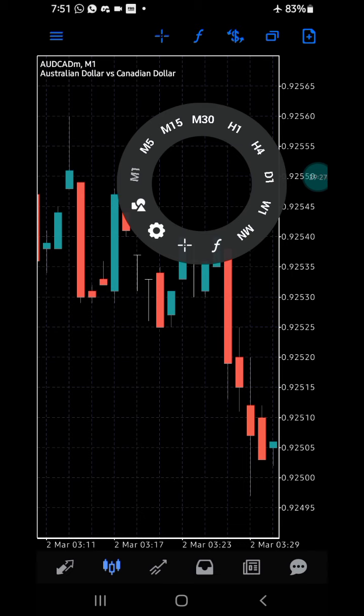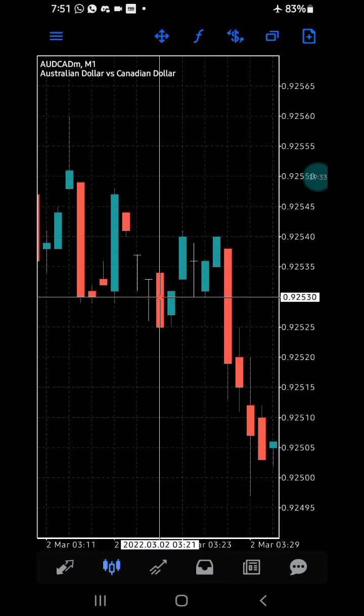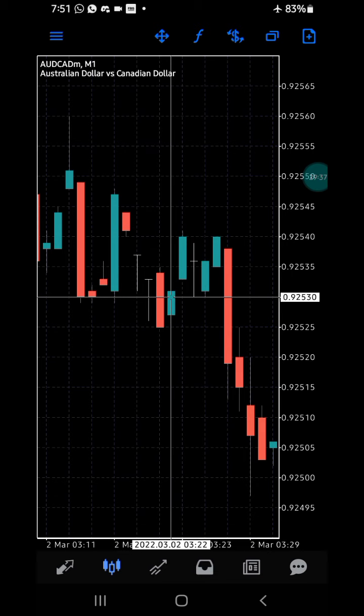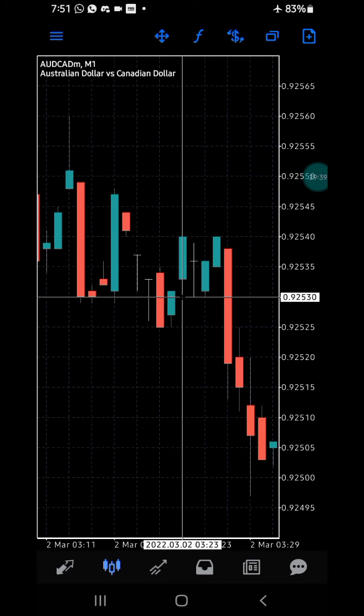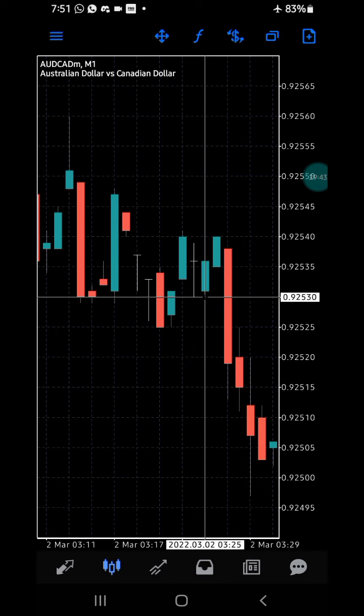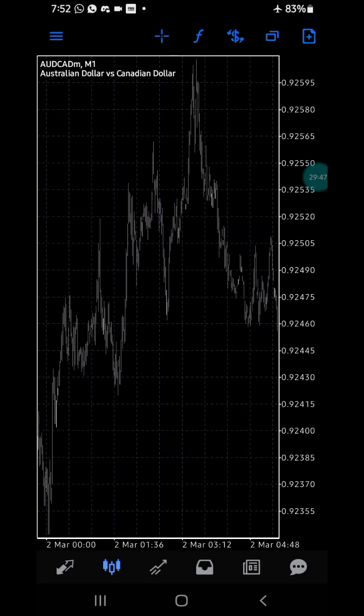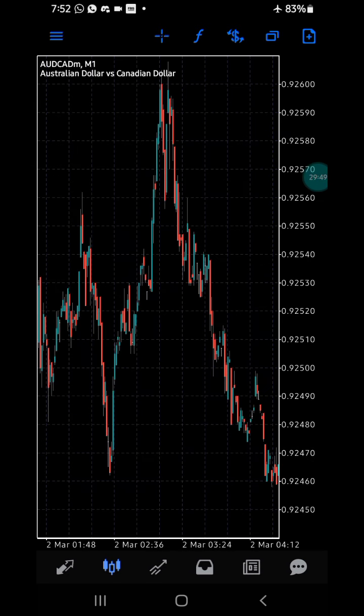And the only way you can know is by clicking the cross sign on the top. It crosses on a particular candlestick to show you what happened at that point in time. So the more you keep moving, it keeps showing you by minute. If you want to see more, you have to zoom out a little bit.